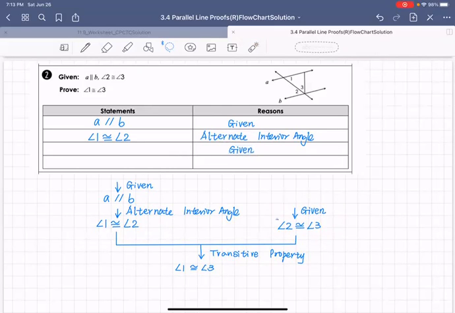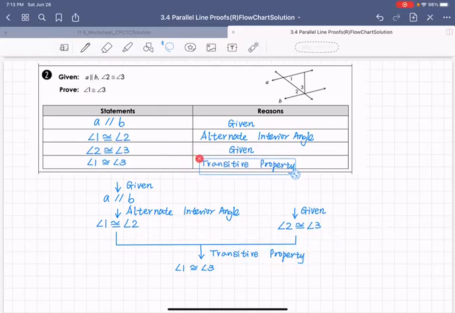Over here, angle 2 is congruent to angle 3 because of this. And then this congruent to that, this congruent to that, so this congruent to this. So we can put here, and this is all because of the transitive property.